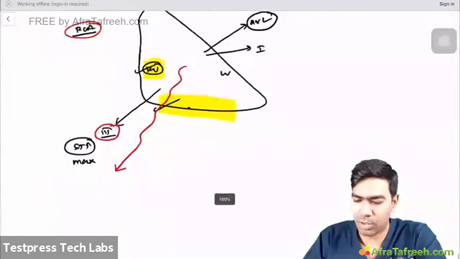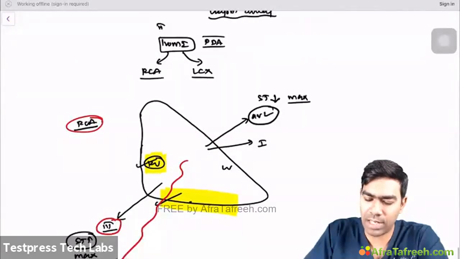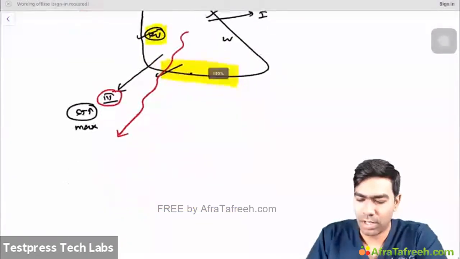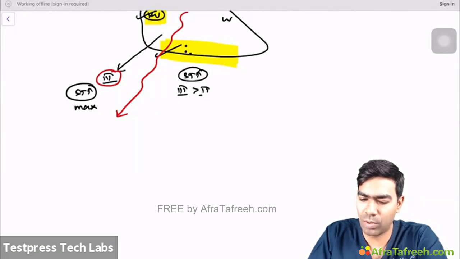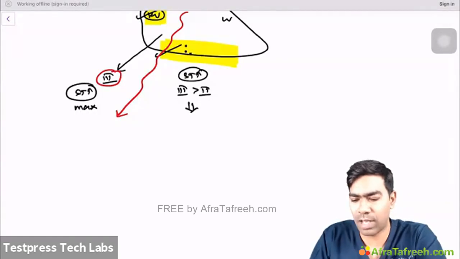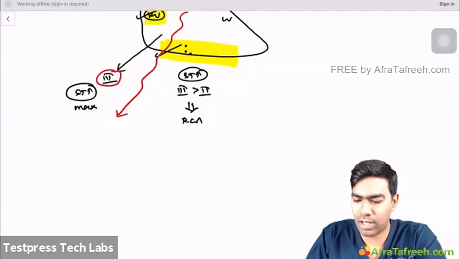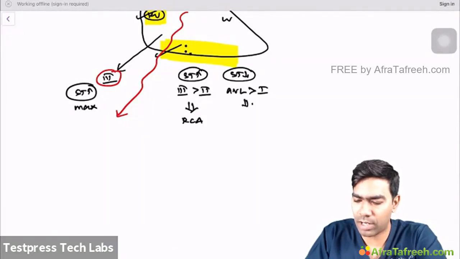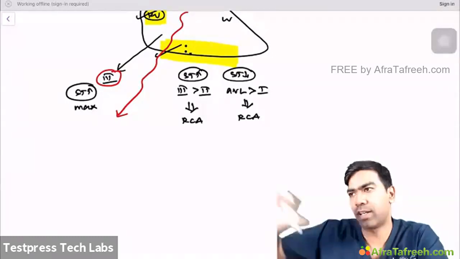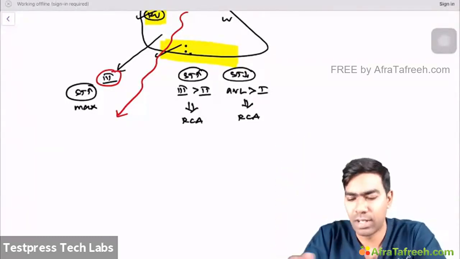That's the idea. Suppose in an inferior wall MI, I'll be seeing ST elevation in leads 2, 3, and AVF, and reciprocal changes may be seen in 1 and AVL. So if I'm seeing ST elevation in lead 3 more than lead 2, I can conclude that this patient is probably having a right coronary artery involvement, very likely. And if my reciprocal ST depression is more in AVL compared to that of lead 1, I can conclude that this patient is once again having an RCA involvement, because the vector is more towards the right side. That can happen only with the right coronary artery.